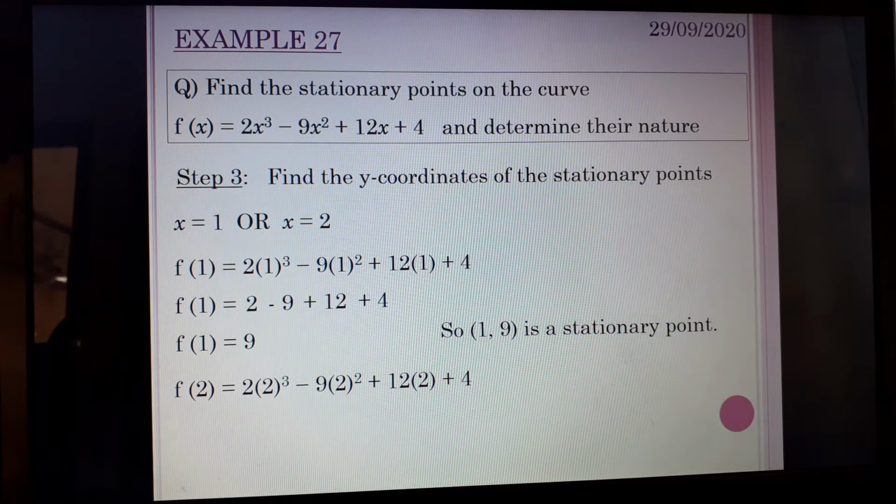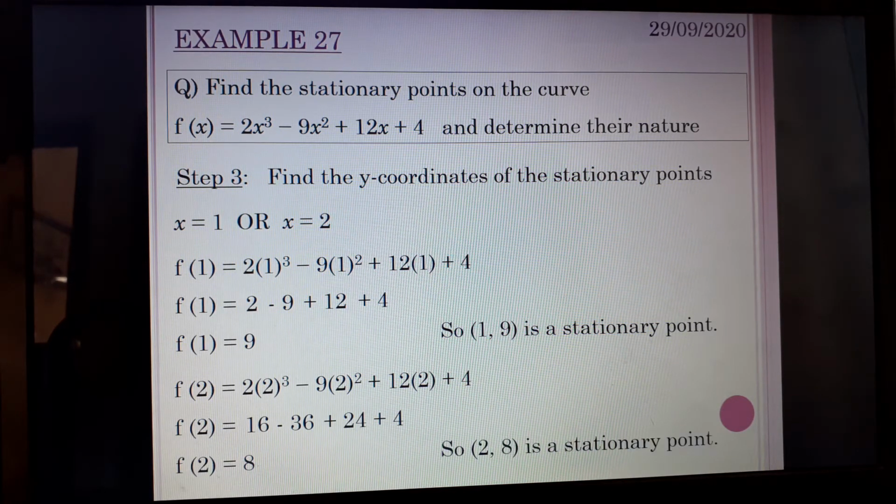Do the same for the other stationary point value that we worked out, which was f of 2. So we worked out that x equals 2 is the other turning point. So we're going to work out what that is. So we've got 2 times 2 cubed, which is 2 times 8, which is your 16, minus 9 times your 2 squared, minus 9 times 4, plus 12 times 2, plus your 4. Put that together, and we've worked out that the y value at x equals 2 is 8. Okay, so that means that we have the other coordinate, which is 2, 8. So 2, 8 is a stationary point.